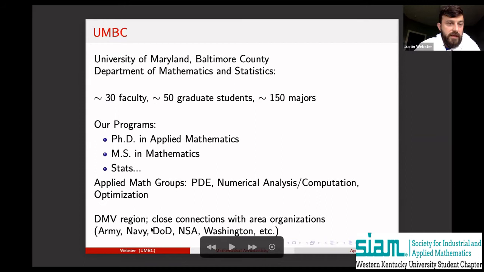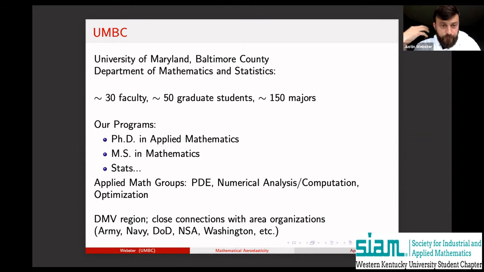Just so you know, if you're thinking about places where you might want to go to grad school, we have a wonderful active PhD program. We have a lot of master's students, some of whom are supported, some of whom are unsupported, but we're not small, right? So we have 30 faculty, around 50 grad students, and lots of good majors. In our PhD group, we have three types of researchers. We have PDE people, which is how I would consider myself, Dr. Ozer as well. We have numerical analysts, computational people, and then we have optimization people.